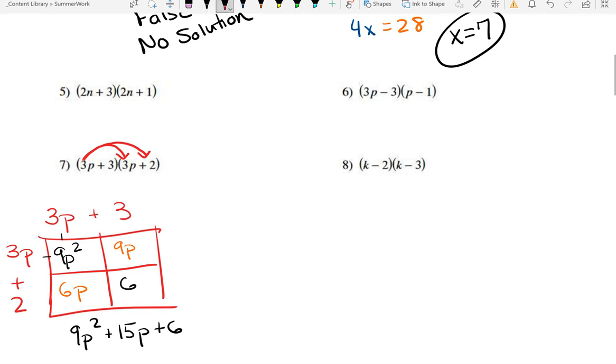Or if you want to do it this way with the arrows, 3p times 3p, 9p squared, 3p times 2, 6p, 3 times 3p, 9p, 3 times 2 is 6. Same numbers, same result when I combine my like terms.